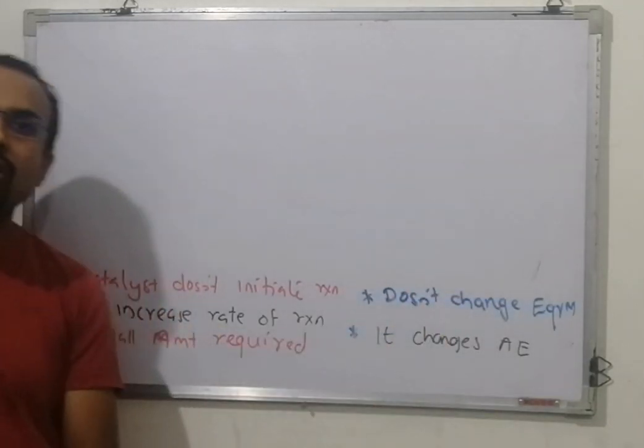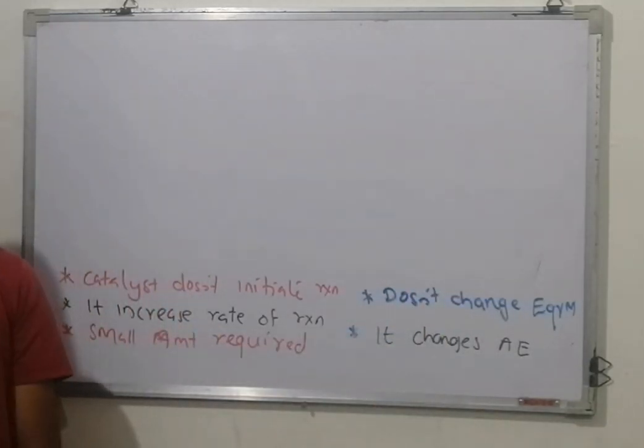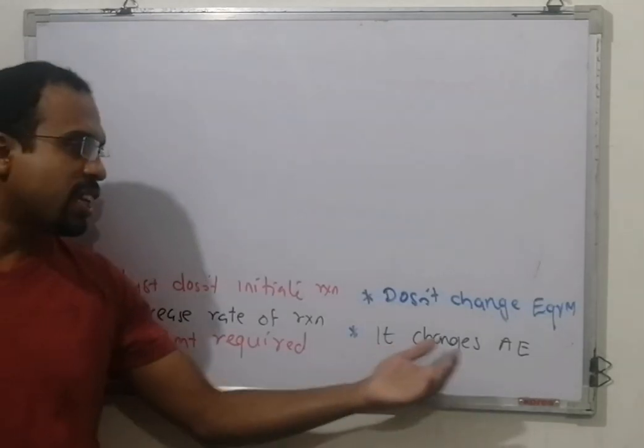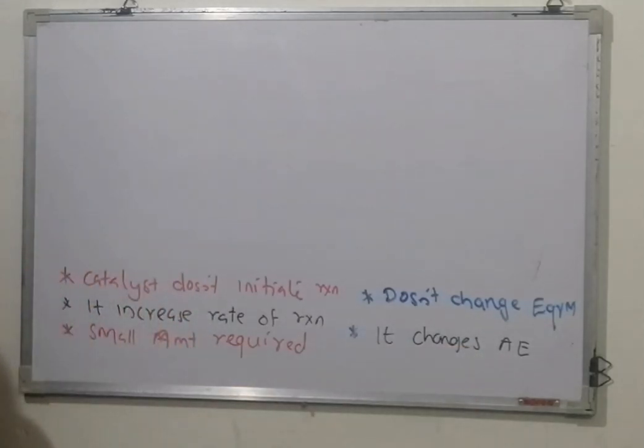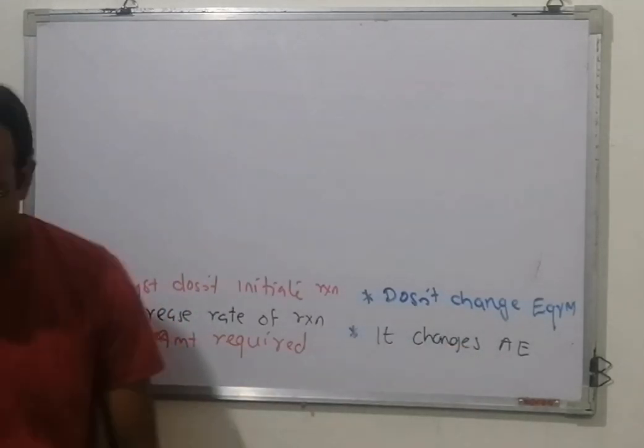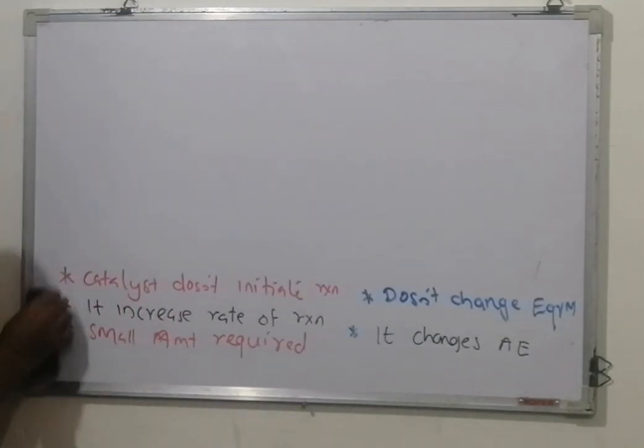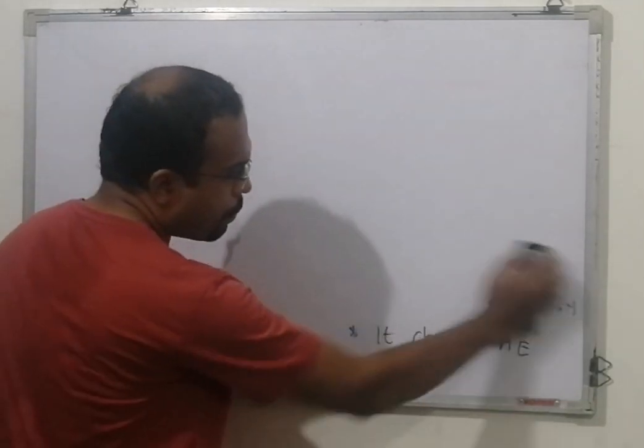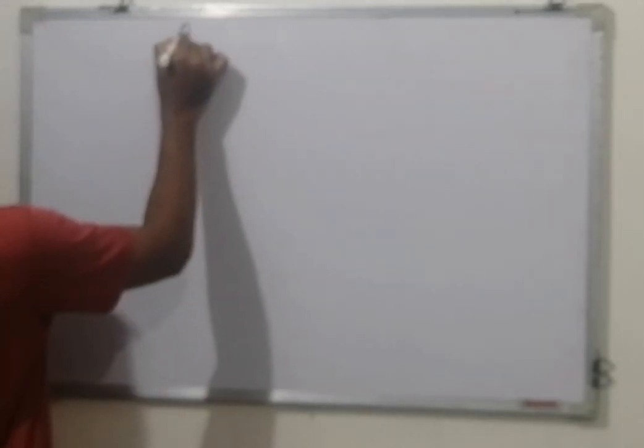And it does not change the equilibrium. The only thing catalysts do is that you will get the equilibrium fast. The time for reaching equilibrium will be shortened. It changes only activation energy. I assured you in previous videos that I will discuss more about the activation energy. Therefore, catalyst only changes activation energy, so we can discuss in detail what is activation energy.